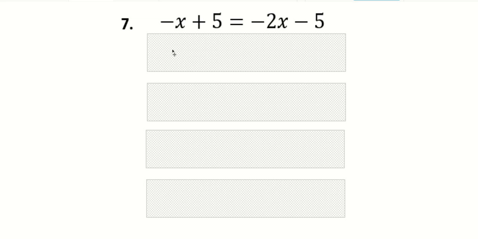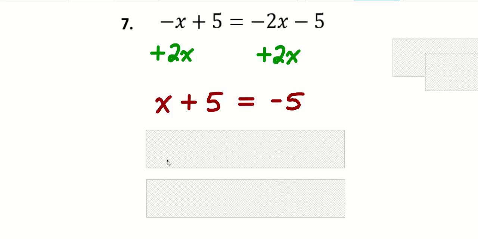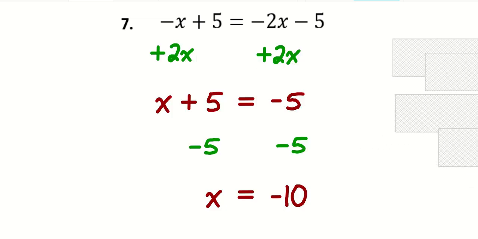This one again, hopefully you're trying these first. I don't think there's anything I want to say here necessarily.